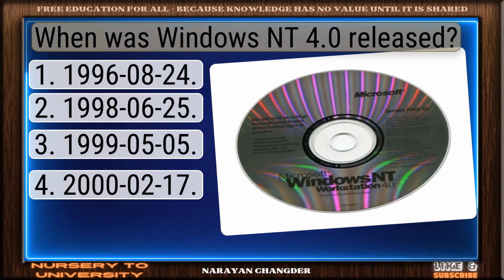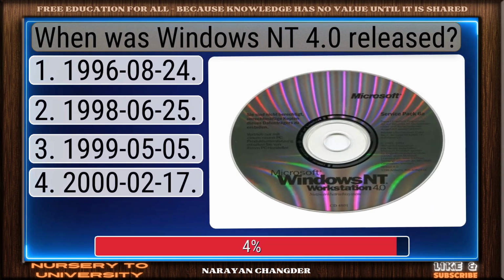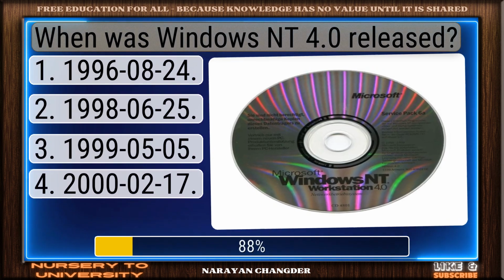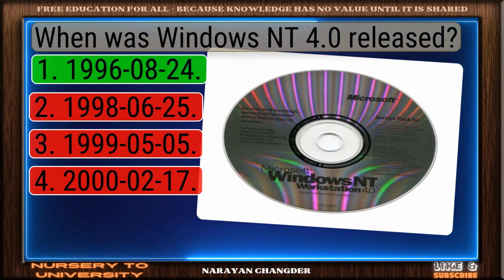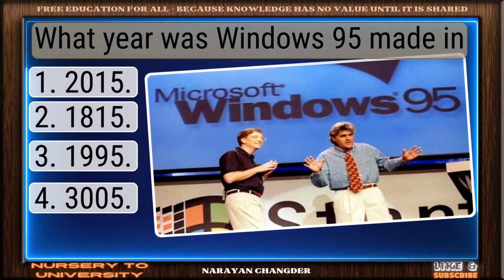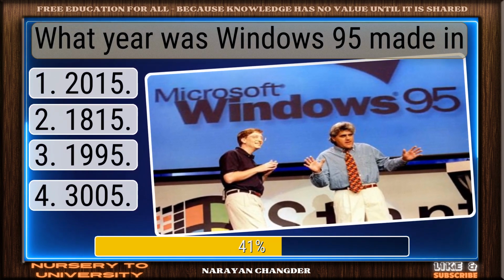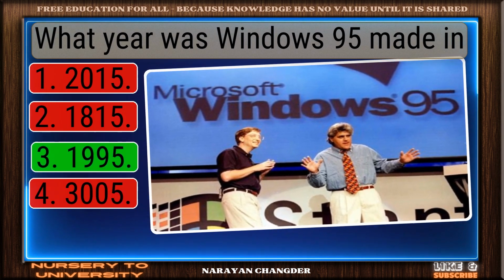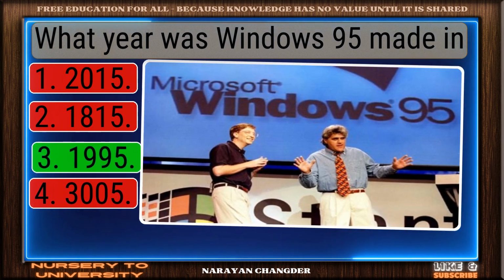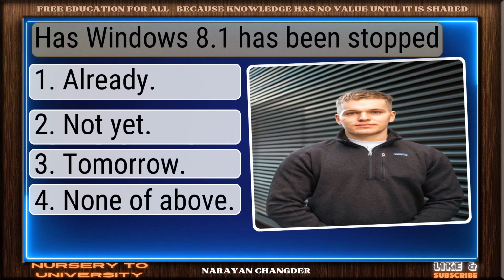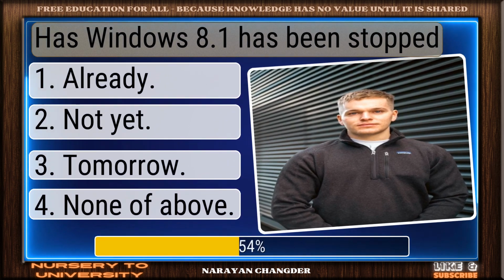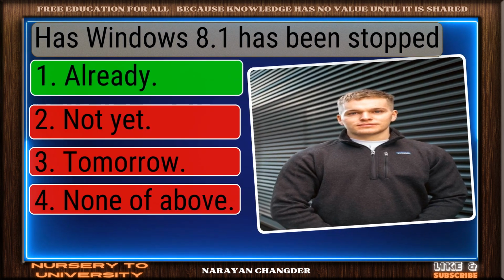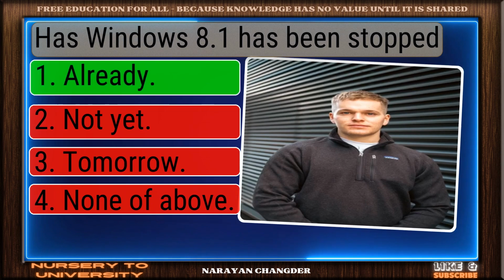Question number 64. When was Windows NT 4.0 released? Nice work. You chose 1996-08-24 and it is correct. Question number 65. What year was Windows 95 made in? Nice selection. 1995 is the correct and valid answer. Question number 66. Has Windows 8.1 been stopped? On track. Already is the correct answer.